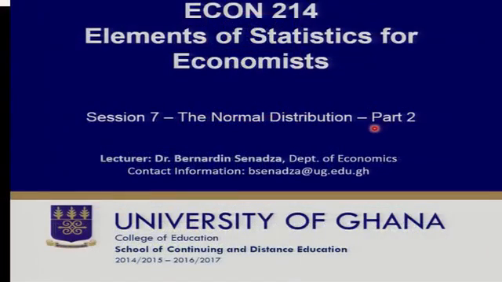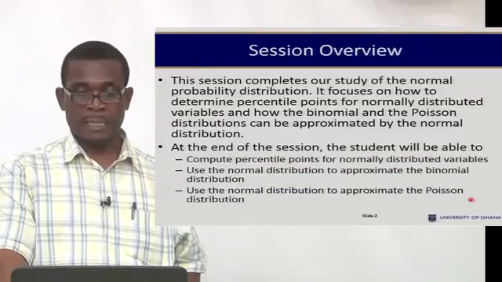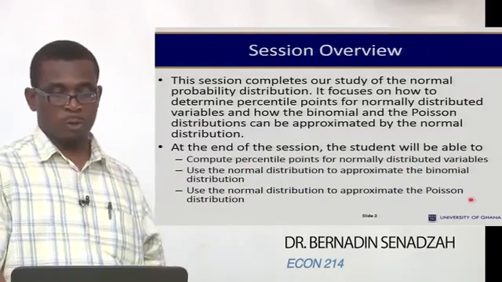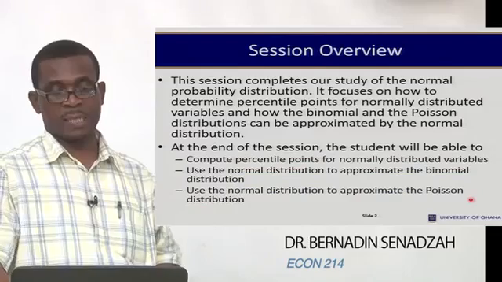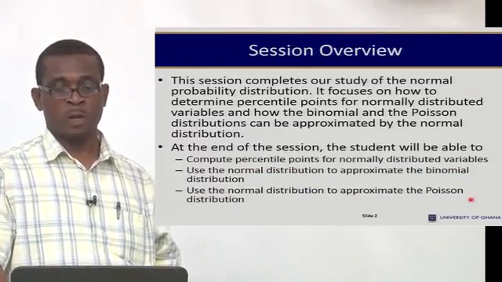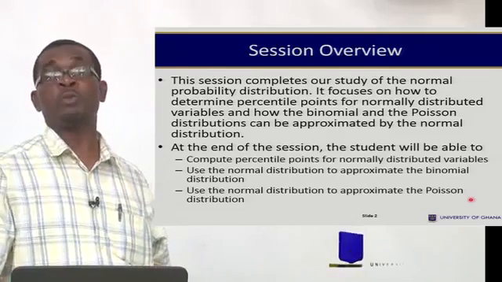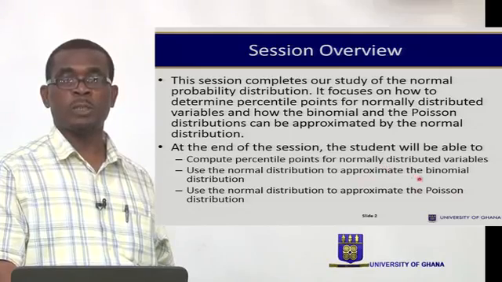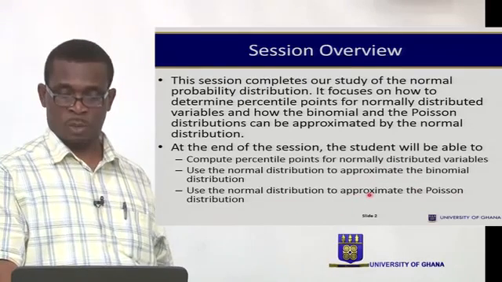Hello, welcome to part 2 of session 7. So we continue with our discussion of the normal distribution. But in this session, we will teach you how to compute percentile points for normally distributed variables, and also how we can use the normal distribution to approximate the binomial distribution and then the Poisson distribution.